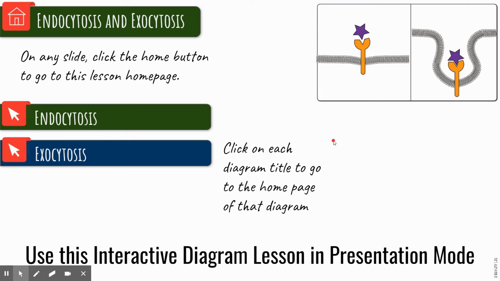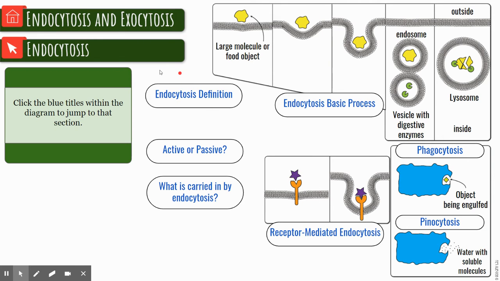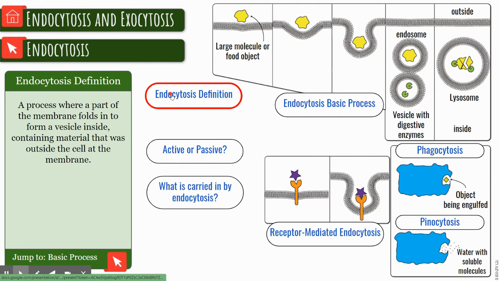Okay, this lesson is about endo and exocytosis. We're going to talk about both in turn and some of the applications that are really critical for cells. So, endocytosis first. The definition is it's a process where part of the membrane will fold in to form a vesicle inside containing a material that was once outside and move it into the cell.